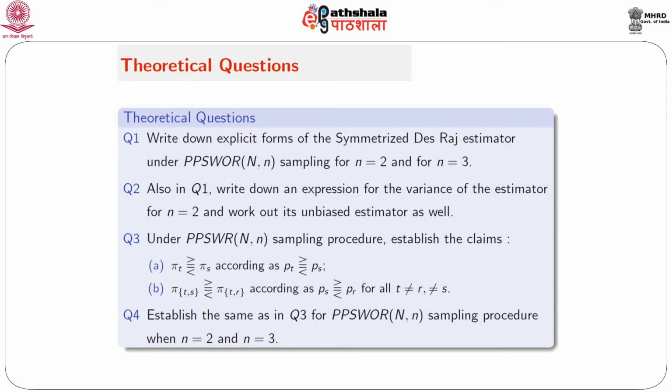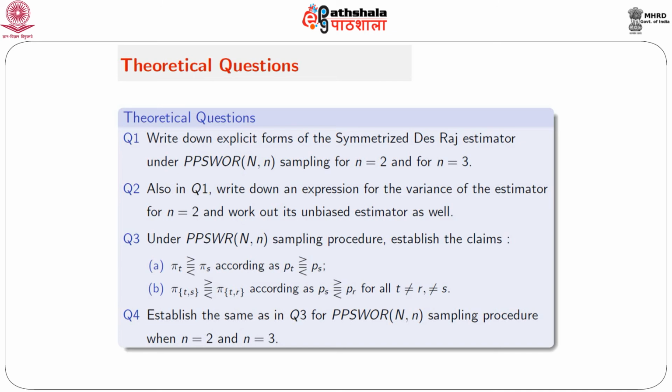Question number 3: under with replacement PPS sampling, establish the claims. These are pretty straightforward algebra, very simple. It relates to pi t, pi s according as pt and ps, and next one is pi ts, pi tr according to ps and pr, t being the dummy variable here. So, these are again very straightforward problems. You know the expressions for all these quantities under PPS with replacement sampling. That makes it easy to work out.